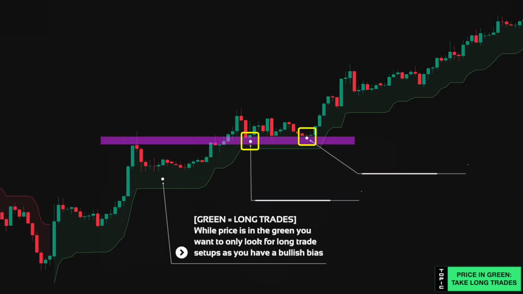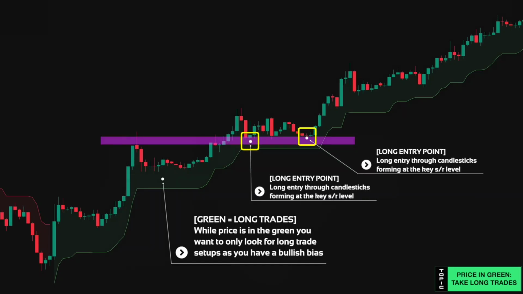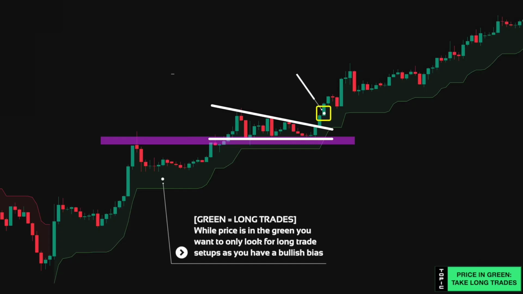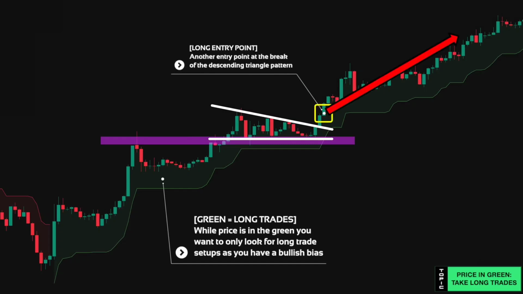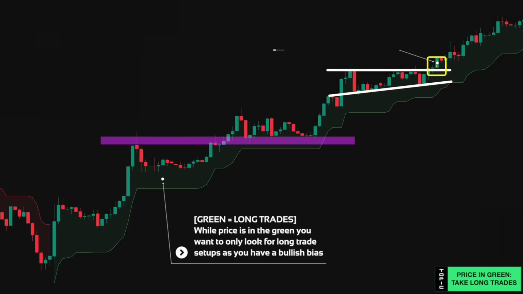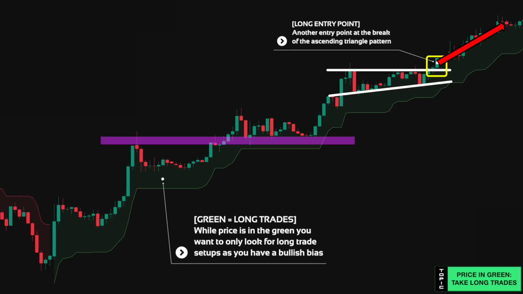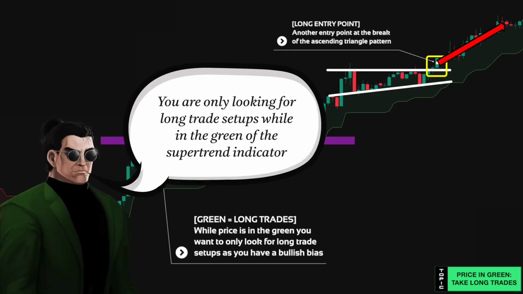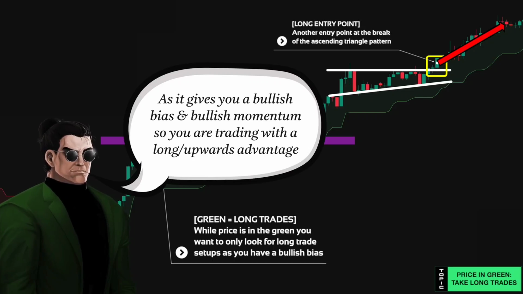You have multiple long entry points through the touches at the key level. Another entry point at the break of the descending triangle pattern. Another entry point at the break of the ascending triangle pattern. Again, you are only looking for long trade setups while in the green of the super trend indicator, as it gives you a bullish bias and bullish momentum, so you are trading with the long advantage.